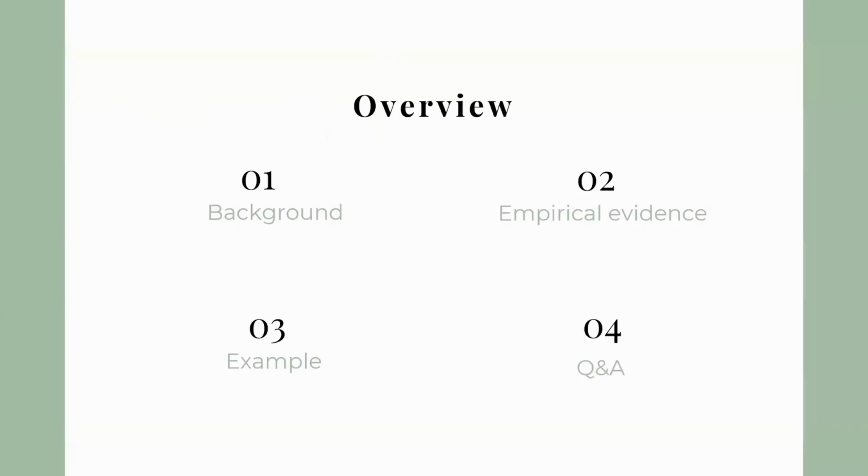What the structure of this webinar is: first of all, I want to give you some background knowledge about dissemination bias. Then I will present the empirical evidence around the topic, present you an example, and then go for the questions and answers together with you.